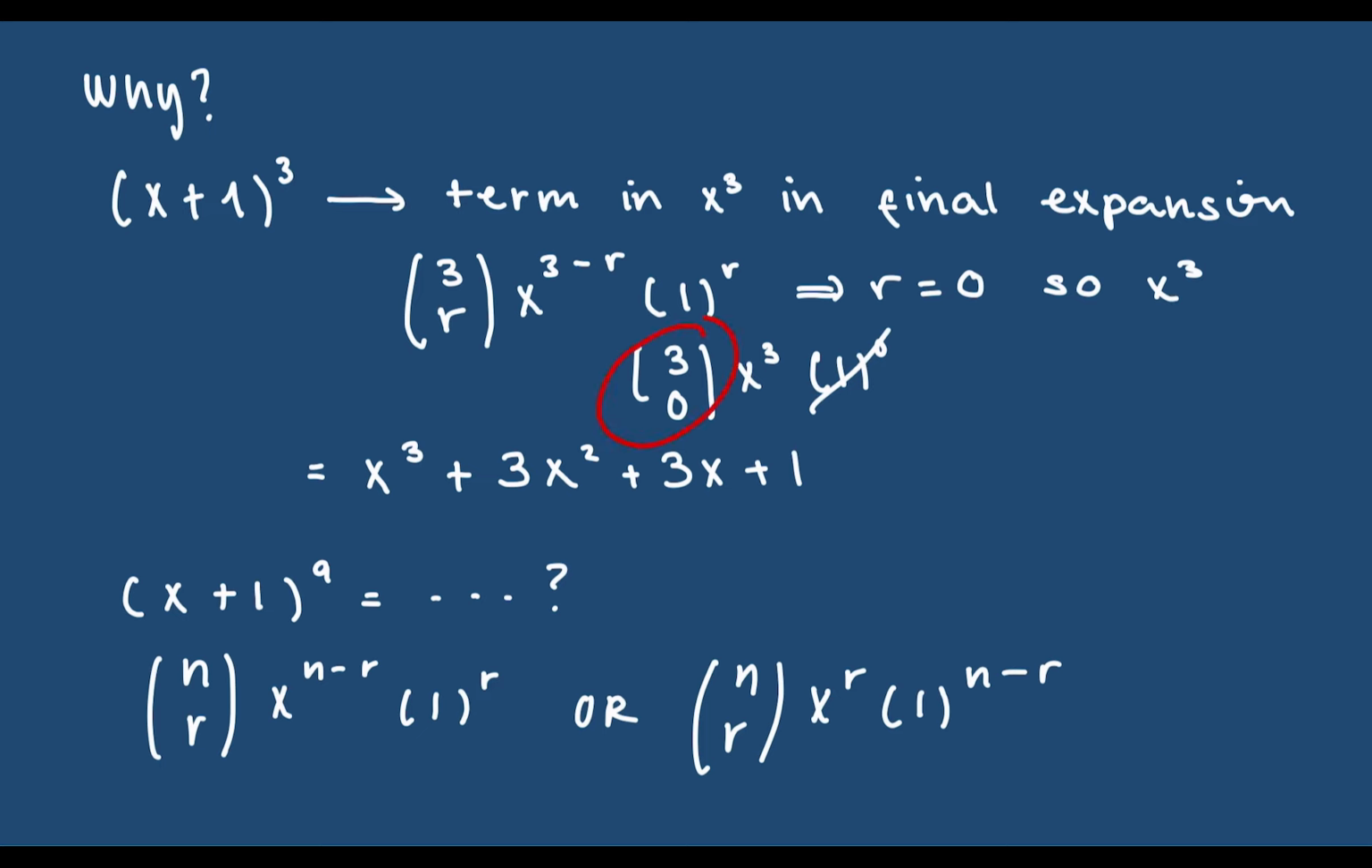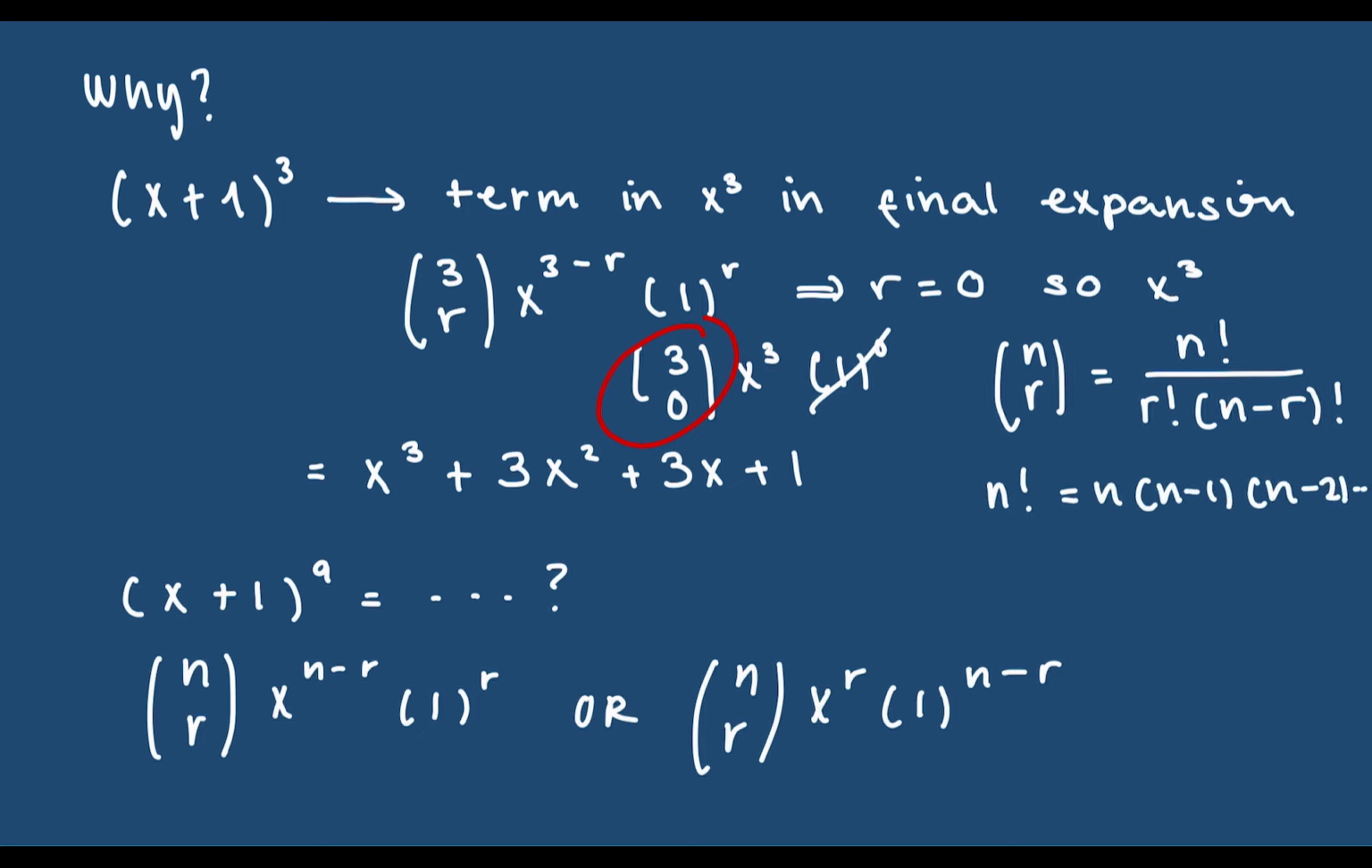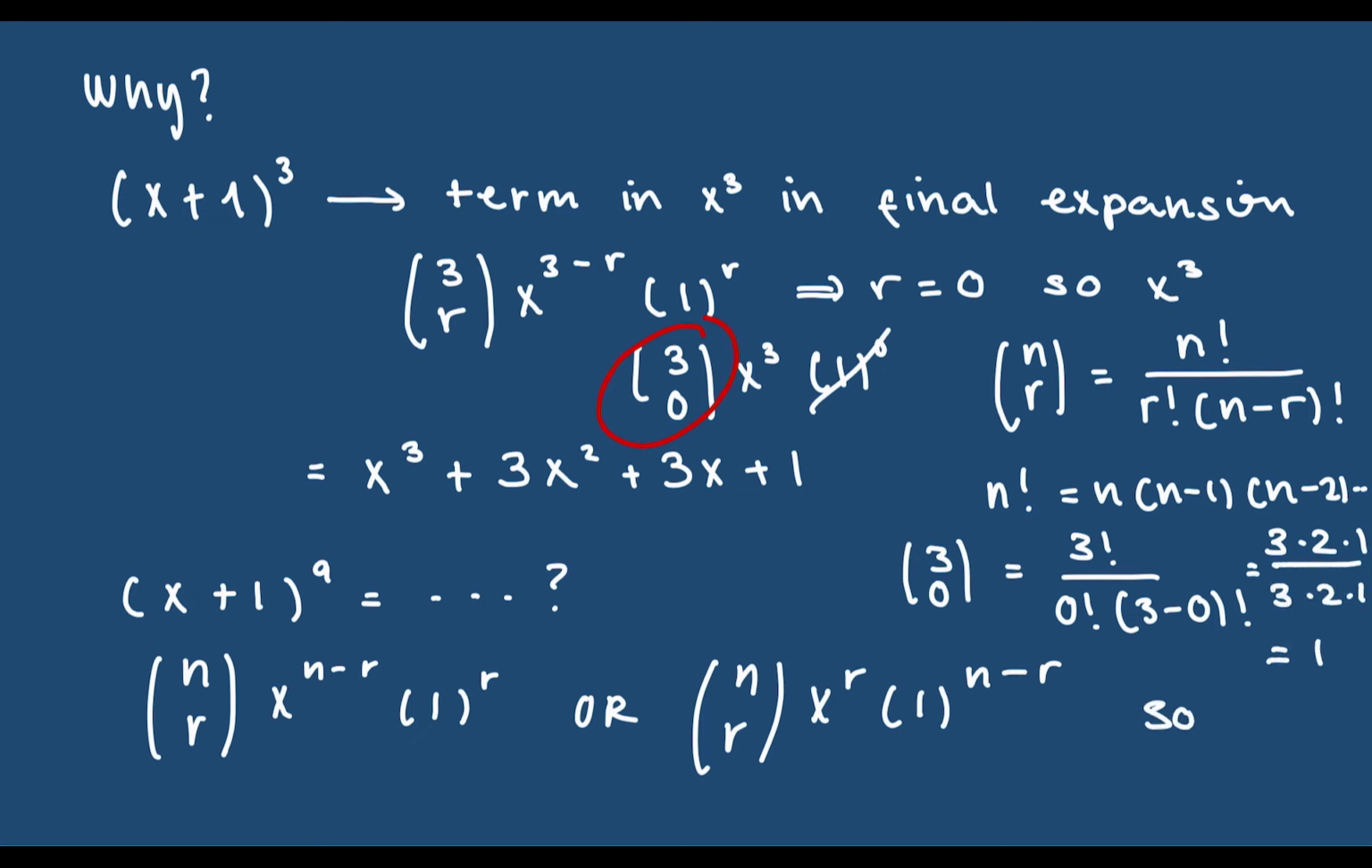We always solve this the same way. n on r is n factorial over r factorial times (n-r) factorial. A factorial basically means that n factorial is n times (n-1) times (n-2), etc. So 3 factorial would be 3 times 2 times 1, and 0 factorial is just 1. So in this case, we have 3 factorial over 3 factorial, which is 3 times 2 times 1 over 3 times 2 times 1, which is just 1, right? So the term in x^3 is 1 times x^3, which is what we found before.